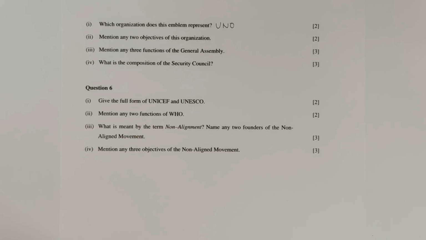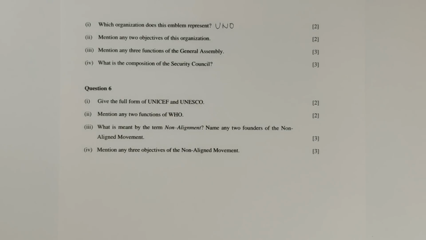Part 3. You have to mention any three functions of the General Assembly. First, we have the deliberative function, which states that the General Assembly may discuss any questions relating to peace and security. Secondly, we have the supervisory functions, which states that the General Assembly regulates the working of other organs and agencies of the United Nations. And thirdly, we have the financial function, which states that the General Assembly considers and approves the budget of the United Nations. Simple three functions.